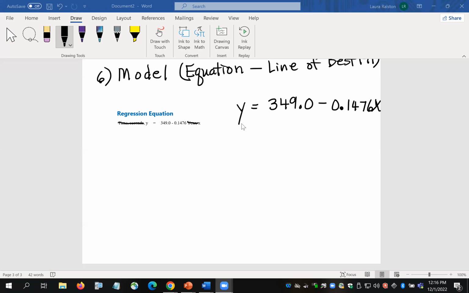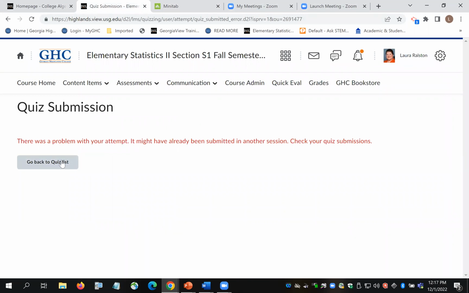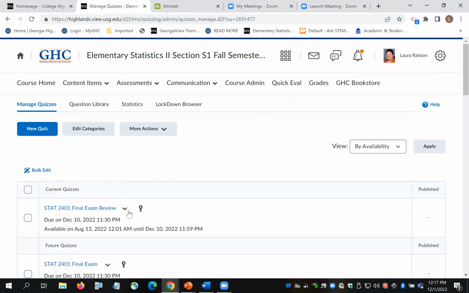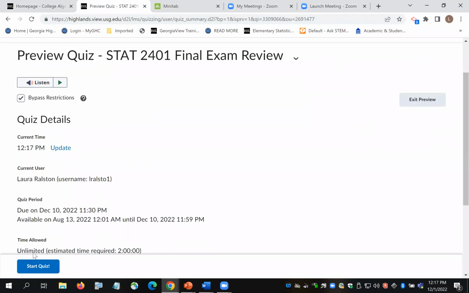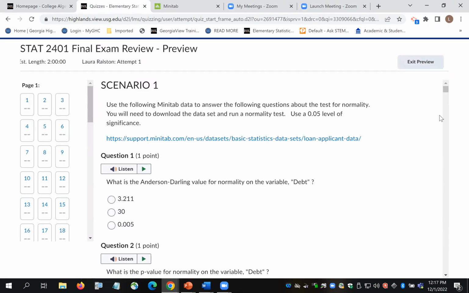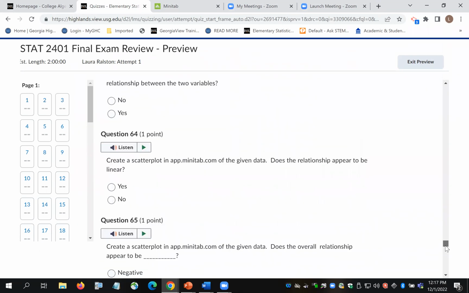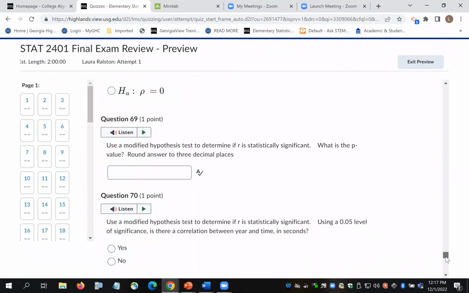So we got the model. Again, the biggest thing about the model is take the words out. Once you get the model, then they may ask you to make a prediction. If I look at the quiz, it'll probably ask me the next question after it asks me to find that model, near the bottom of the test. It's going to ask me to make a prediction, and it's going to give you a value.